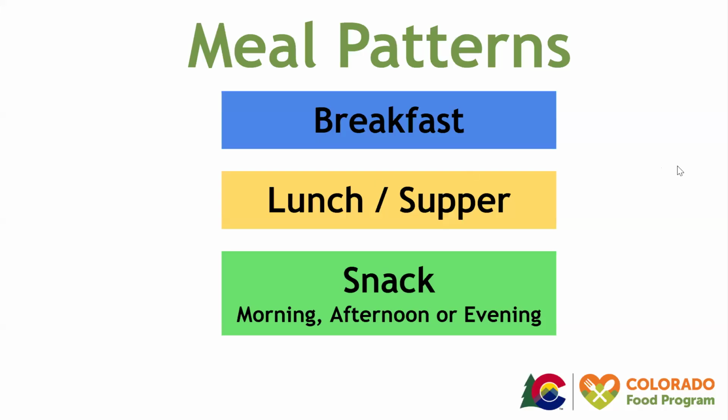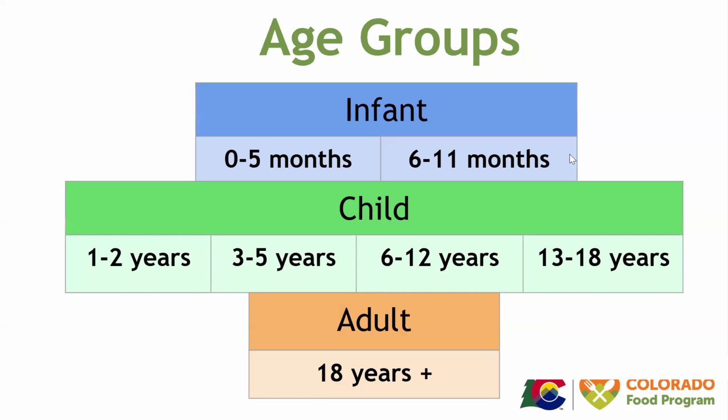So there are three meal patterns in the CACFP. Breakfast, lunch, and supper are the same meal pattern, and then snack, regardless of the time that it's served, has the same meal pattern. And then each meal pattern is broken out into a variety of age groups for their portion size requirements.